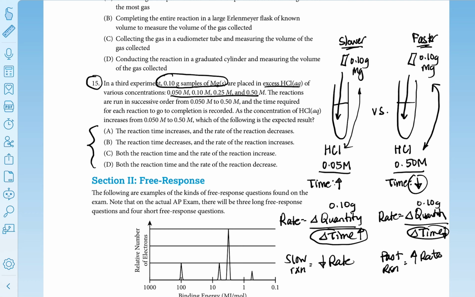So if I look at my choices A, B, C, D, I can tell that the answer must be B. The reaction time decreases. When that happens, the rate of reaction increases. That's what I showed here. When the reaction time decreased, the reaction rate increased. That's how we look at the relationship between rate and time of a chemical reaction.